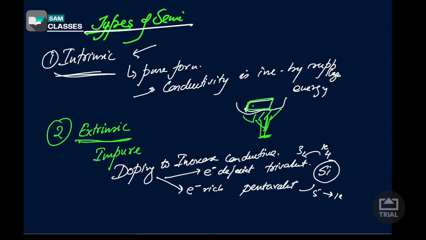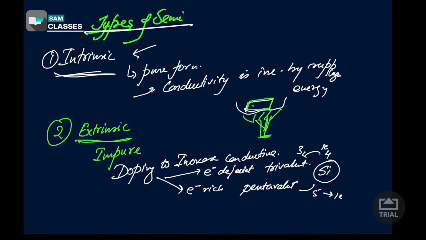Two types of semiconductors we have. One is intrinsic, the other is extrinsic. Intrinsic is a pure form. Its conductivity is intrinsic. We can increase it by heating up. If we want to increase the conductivity, we cannot dope it, we cannot add impurity. So what can we do? We can energize the electrons by heating or by applying an electric field or something else. Extrinsic, we start doping.